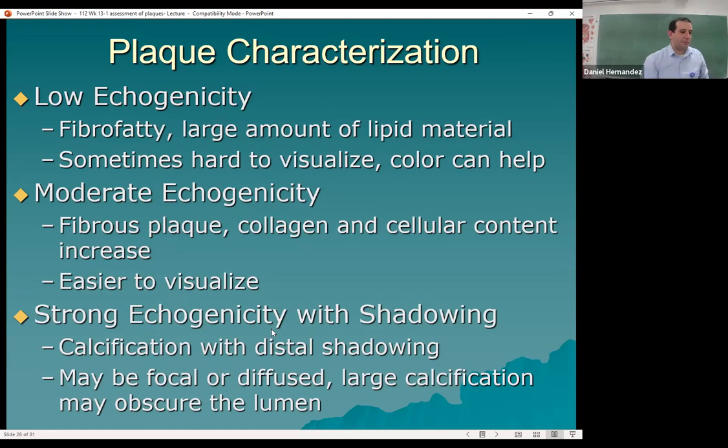Calcified plaques can either be focal, maybe just a single plaque concentrated in the bulb or the bifurcation, or they can be spread out diffusely through the entire carotid system. So you might see them in the CCA, bulb, ICA, ECA. They can grow quite large, with large calcifications that can actually obscure the lumen, like we saw in some of those previous slides. When we have these large calcified plaques and we can't see posterior to them due to that shadowing.